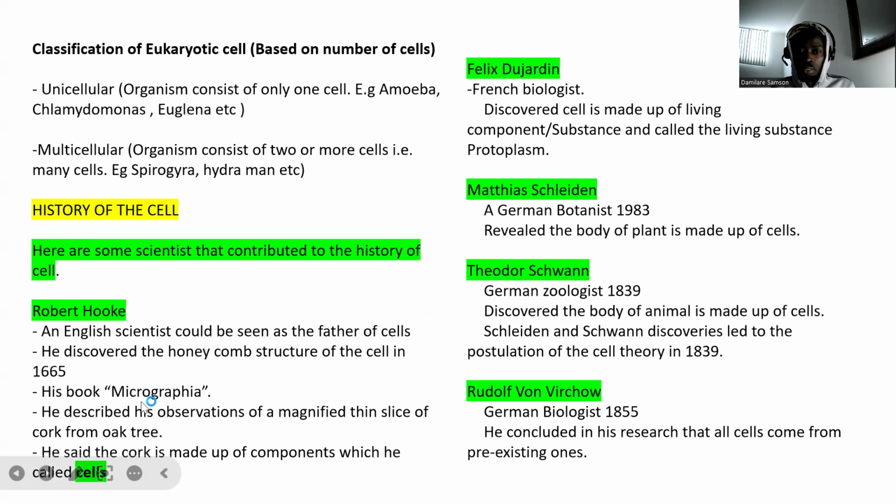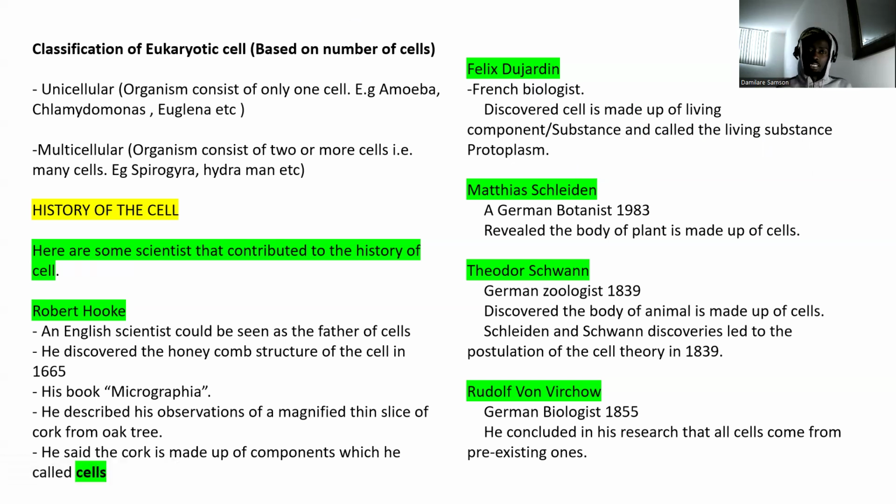So he's an English scientist, and he actually discovered the honeycomb structure of a cell in 1665. In his book Micrographia, he said the cork is made up of components which he called cells. So he saw a cork, and he said the component he noticed in this cork looks like something, and at the end of the day, he gave it the name cell. So Felix Dujardin, a French biologist, also discovered that the cell is made up of a living substance, and called the living substance protoplasm.